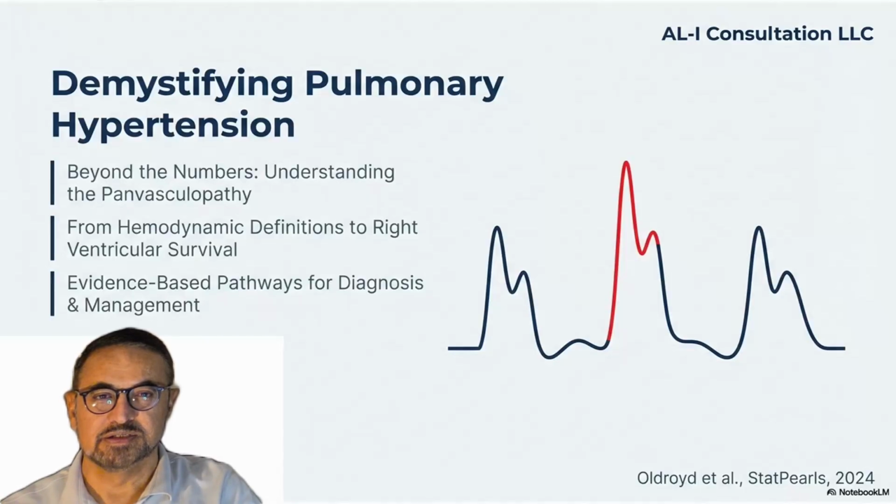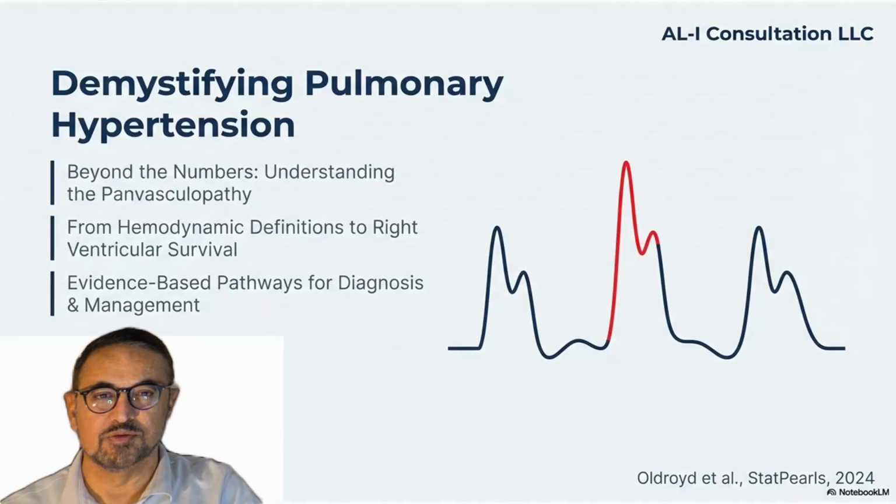Pulmonary hypertension is not just a pressure problem. It is a disease of the pulmonary circulation that eventually becomes a right ventricular problem. Today we will move from the hemodynamic definition to pathobiology, to classification, to diagnosis, and then to treatment.